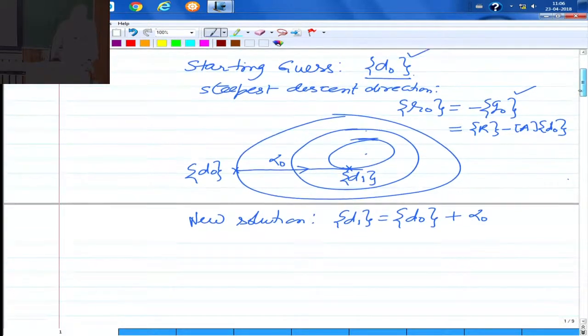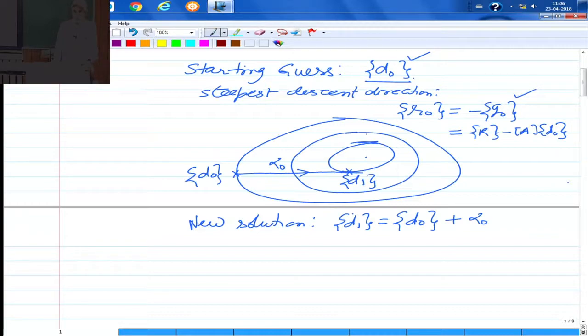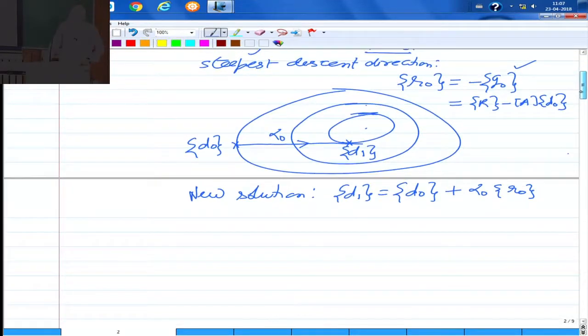So this step of finding out alpha naught is known as line search in optimization. That means along this line we want to search for a point where the function is minimum, but that search is along a line, so it is referred to as line search. So we want to reach this point, so D1 is D naught plus alpha naught into this direction, which is vector R naught. So this is what we did in the last class.